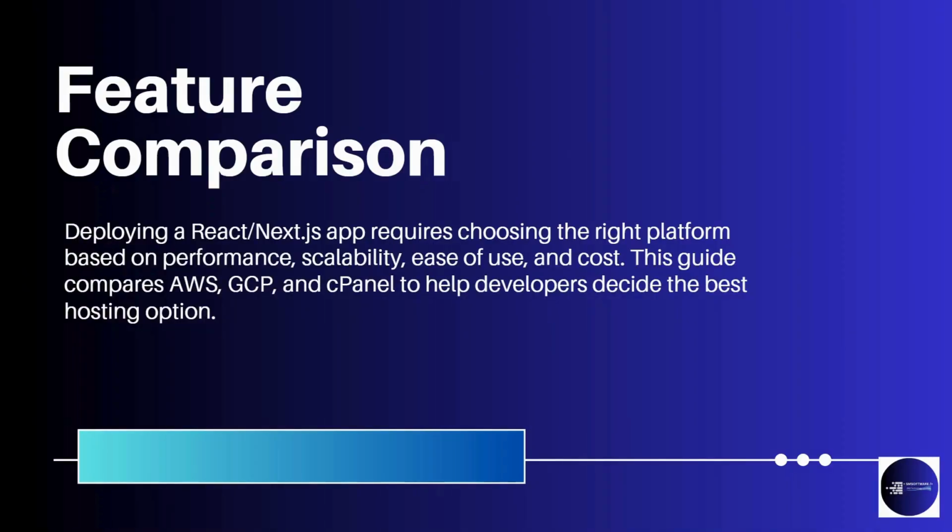Deploying a React app requires choosing the right platform based on performance, scalability, ease of use, and cost. This guide compares AWS, Amazon Web Services, GCP, Google Cloud Platform, and cPanel to help developers decide the best hosting option. So by the end of this video, you'll have the best option to deploy your application.